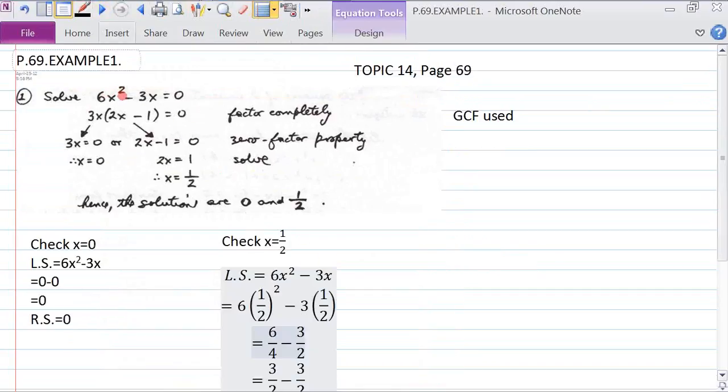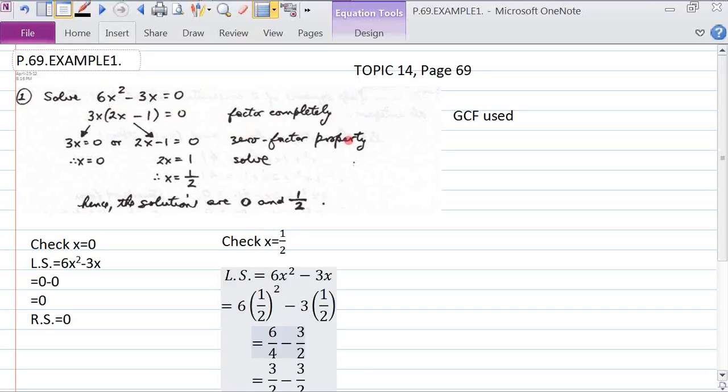Here we have 6x squared minus 3x equals 0. We look for the greatest common factor. The very first thing we do is look at the 6 and 3; the highest number that we can factor out is 3. We've got x squared and x, so we factor out the lowest power of x, which gives 3x. We open up the brackets. 3x times 2x gives us 6x squared by the distributive rule, and 3x times minus 1 gives us minus 3x. So we've now factored 6x squared minus 3x equals 0.